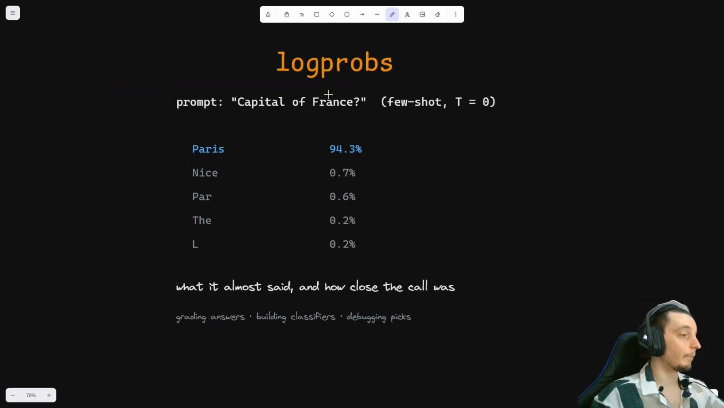So, and the final piece, the logprobs. You can request them to be included in the model's output. And this is just a way to peek into that list of probabilities that we have been discussing all along today. This is helpful when debugging, when building classifiers, and when grading the model's answers.